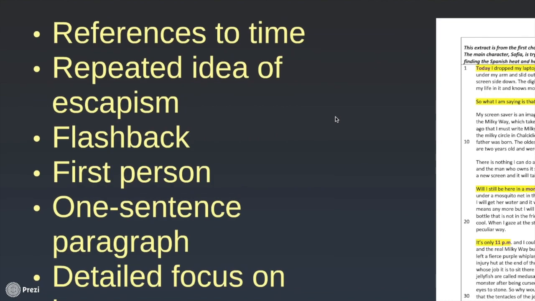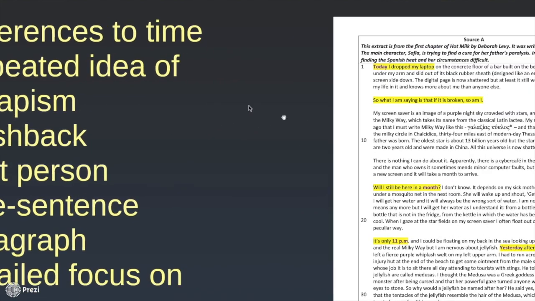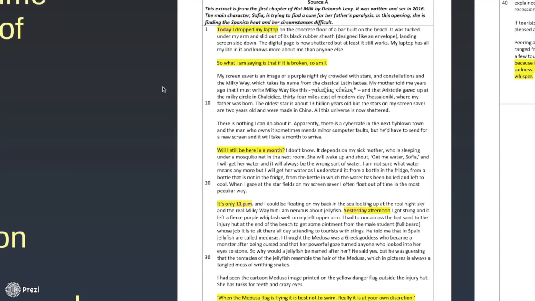We've also got the repeated idea of escapism. So if you look, she talks about how she wants to use the sea to escape. She talks about floating on her back. This is plonked right in the middle of the extract, this flashback, which is another structural feature, this flashback to the day before when she actually went for a swim and was stung. So she's almost referencing the fact that she wants to escape her reality, okay?